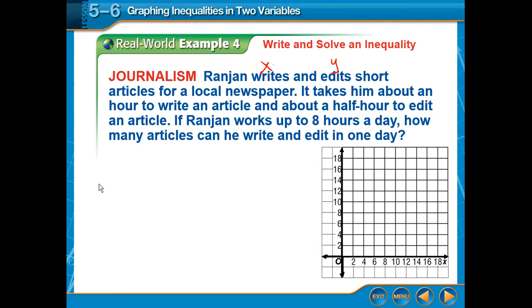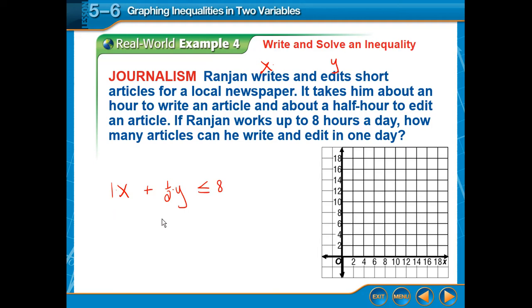Okay, it takes him an hour to write. So we're going to say x times 1, an hour per x. And then he also has time to edit some. And it takes him a half hour to edit an article. So that's going to be 1/2 times y, the number of articles he edits. And in total, those number of hours is going to be up to 8 hours. So 8 hours is going to be the max. That's going to be the greatest. So this is what I want to be graphing.